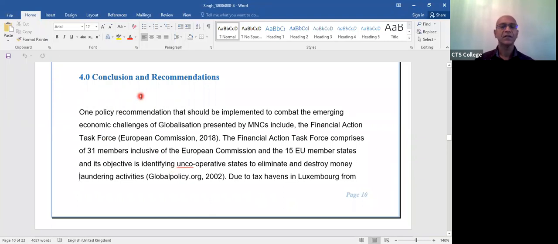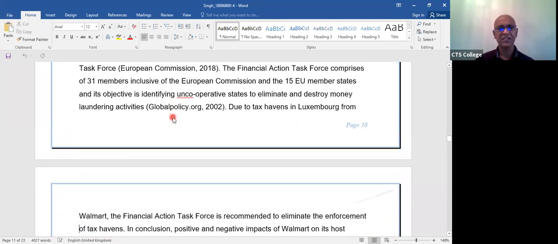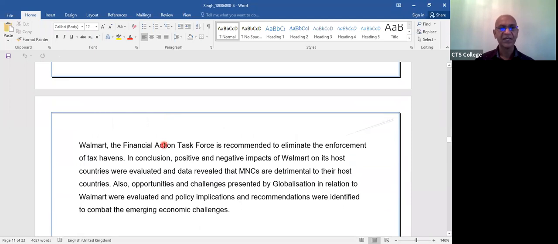Remember, students, in all reports, there's a sequence. Conclusion must precede recommendations. Here, the student gives recommendations before conclusions. So the conclusion should have appeared before. Let's read the conclusion. In conclusion, remember, I said, students, you can avoid saying "in conclusion." You can use words like the aforementioned discussion reveals that, or data reveals that, or research suggests that, or research has suggested that, or revealed that.